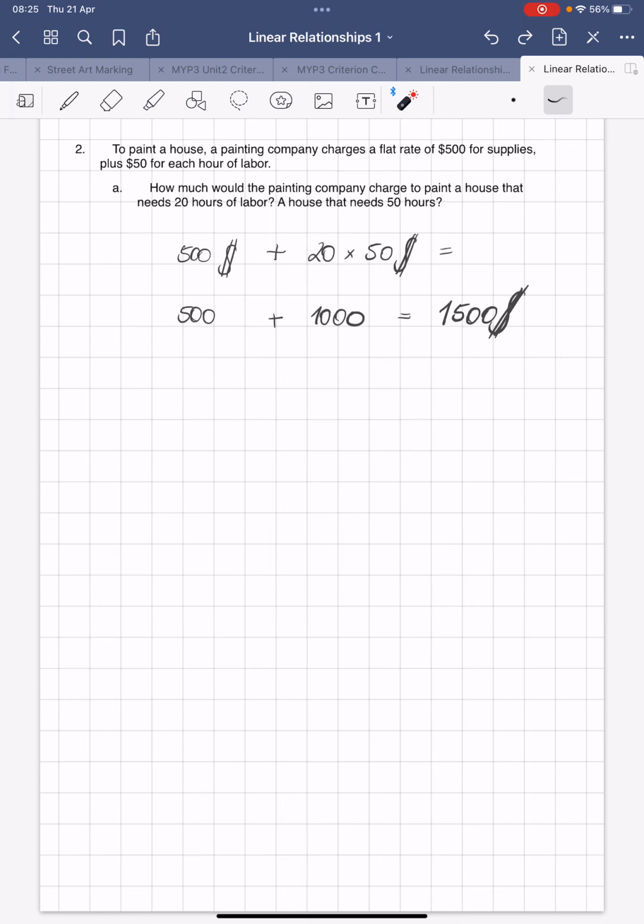And I want you to pause the video here and now calculate how much it costs for 50 hours. It's exactly the same thing. All you need to do is change one variable here, or one parameter in your calculation. So pause the video here, and then I'm going to go straight to question B.